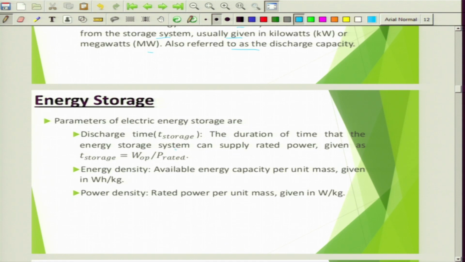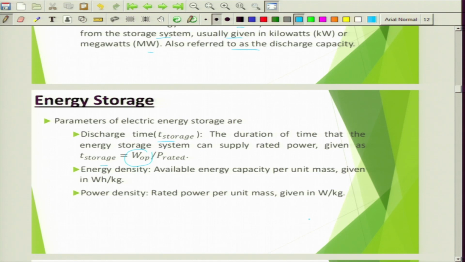And discharge time, that means T storage, the duration of time that the energy storage system can supply rated power, given as T storage is equal to WOP divided by P rated. This indicates energy by power will give you time. That means at what rate you can discharge and what is the amount of storage that we have in terms of its energy capacity. Then we get to know what is the duration of time that we can support the given load using the storage.